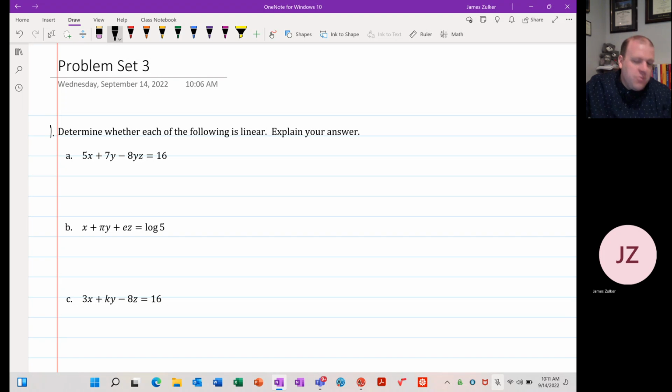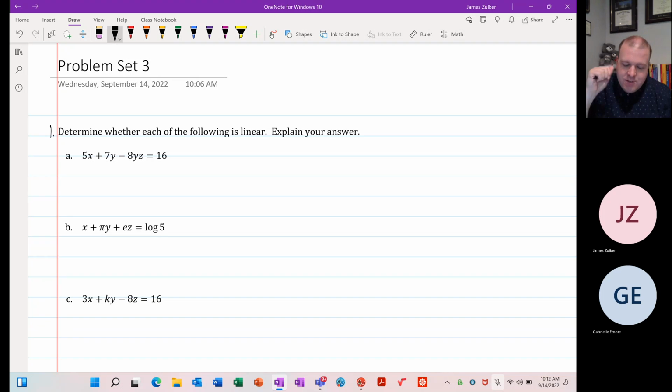In today's clinic, we are going to go over problem set number 3, and this problem set deals with the idea of a linear equation and systems of linear equations. This is probably going to be a review from basic algebra. Right. So first, we're asked to determine whether each of the following equations is linear and to explain the answer, right?